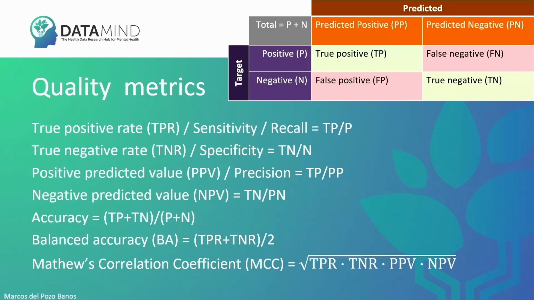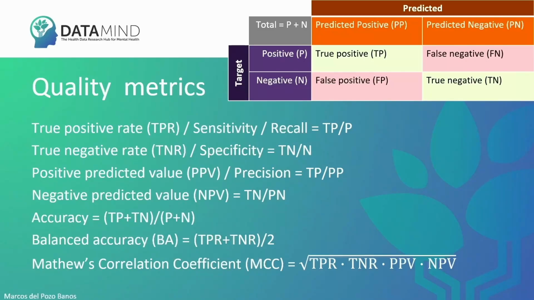Another really good quality metric is the Matthews correlation coefficient, which is the square root of the product of true positive rate, true negative rate, positive predicted value, and negative predicted value. So why is the Matthews correlation coefficient interesting? The reason is that, being a geometric mean of all these four metrics, whenever one of these metrics is low, the MCC is going to be low.